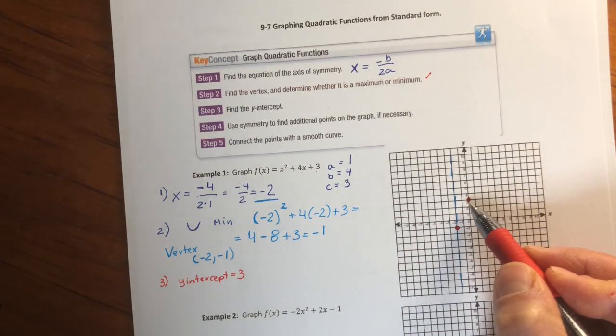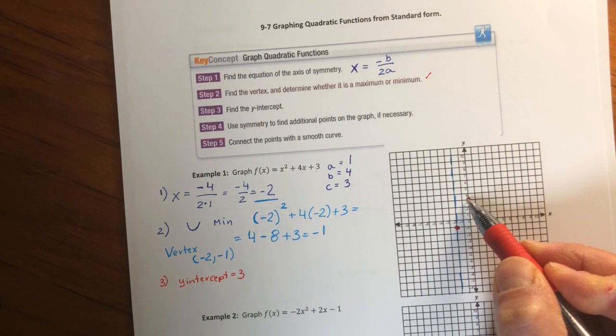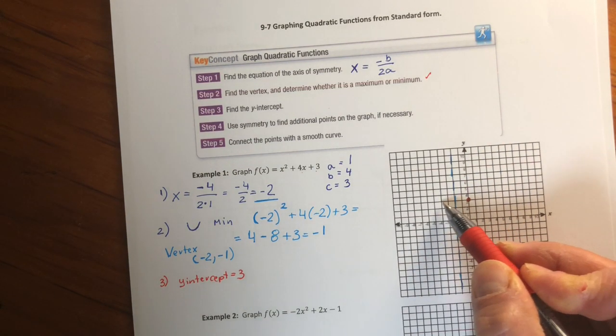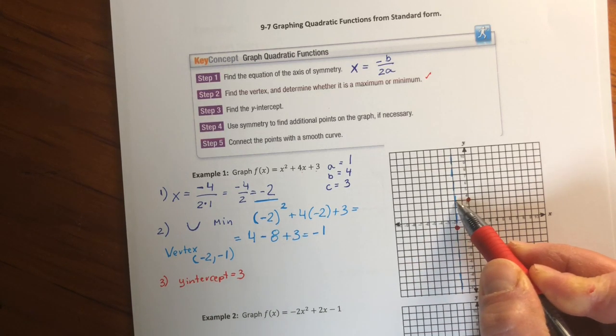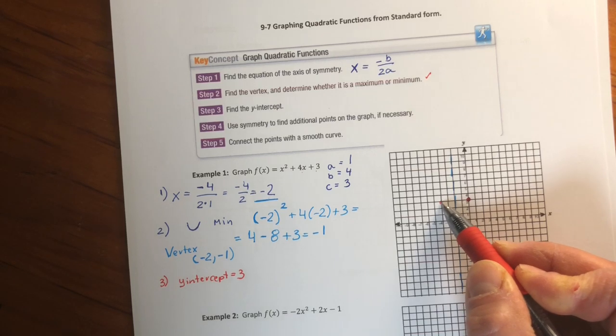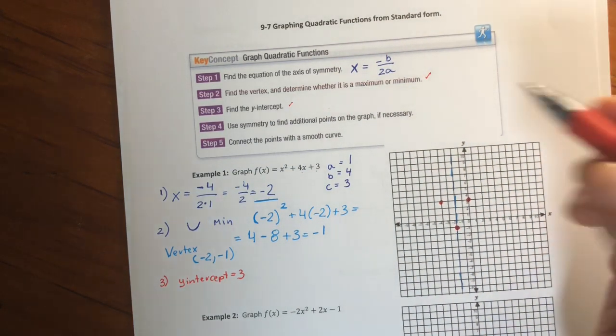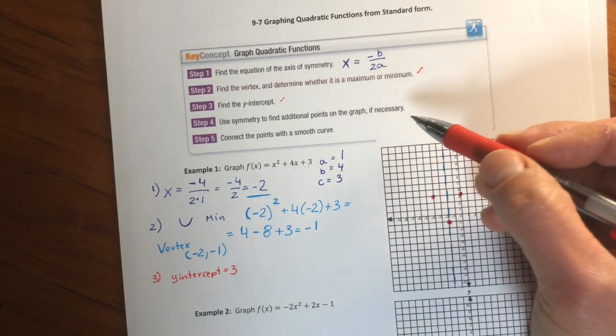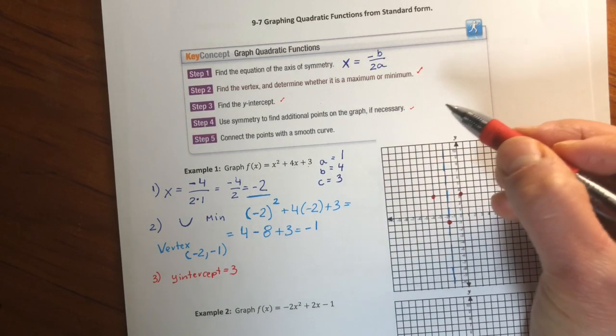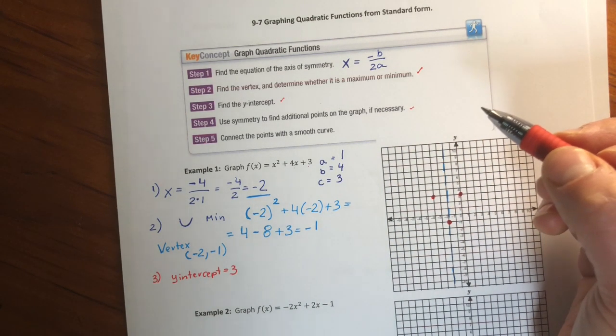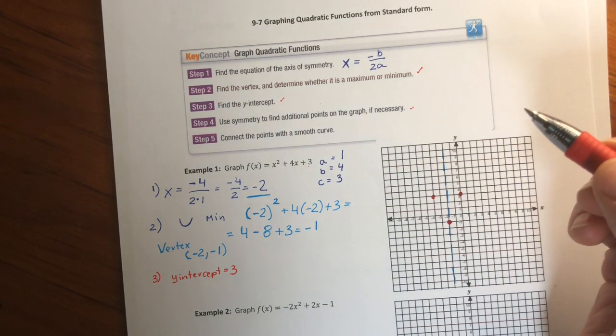And once you put this point, you know that our parabola is going to be symmetric with respect to the axis of symmetry. So I am 1, 2 away, 1, 2 away. I can put this point here right away. So we did this one. We want to use the symmetry to find additional points. Well, we just did this one. And we want to connect the points with a smooth curve.